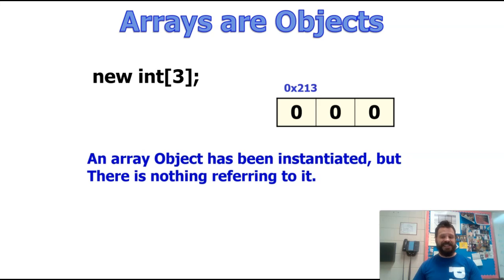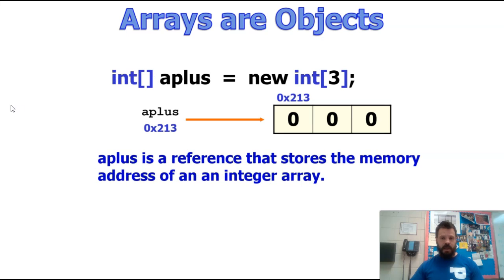We could also instantiate an array without declaring it, without assigning it to a variable. For example, if I just run the code new int[3], there's going to be an array object instantiated with three spaces to hold values, but there's no reference to it. This is something we do commonly if we want to pass an array into a parameter list. And then we can also, in one step, declare and instantiate. This will actually create the reference and assign it to an array. So we can say that aPlus is a reference that stores the memory address of an integer array which has been created and saved here.